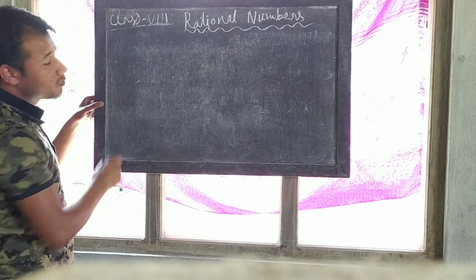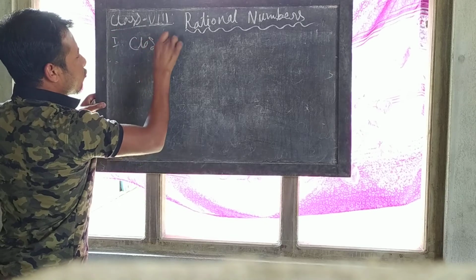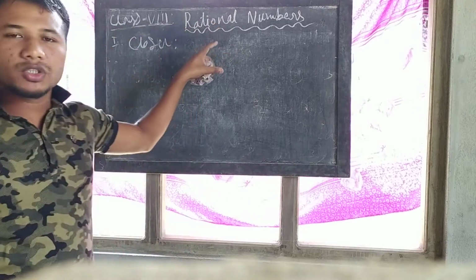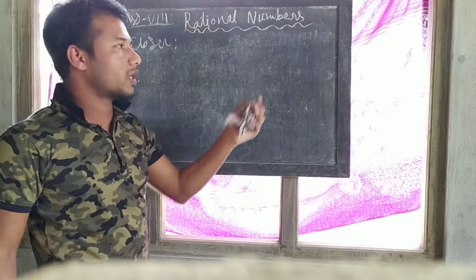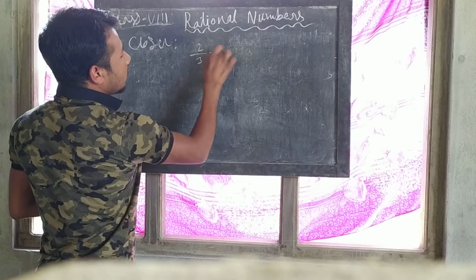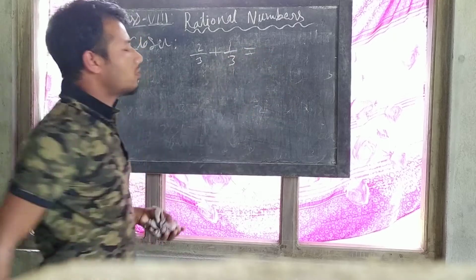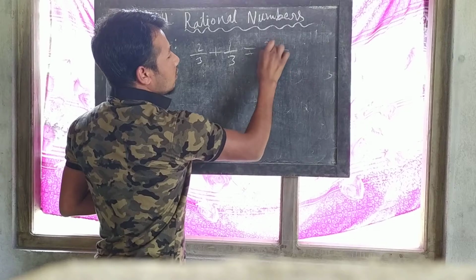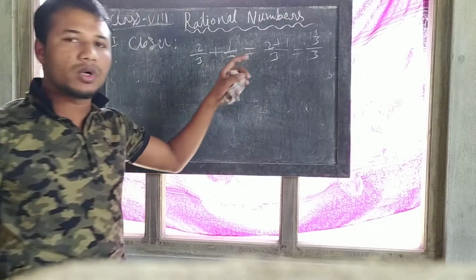First, closure property. For closure property of rational number, we will see every addition, subtraction, multiplication and division. If we add any two rational numbers, suppose 2 by 3 plus 1 by 3. This is also rational numbers. If we add, in fact, there will be 2 plus 1 equals to 3 plus 3, also you can write 1. This is rational number.